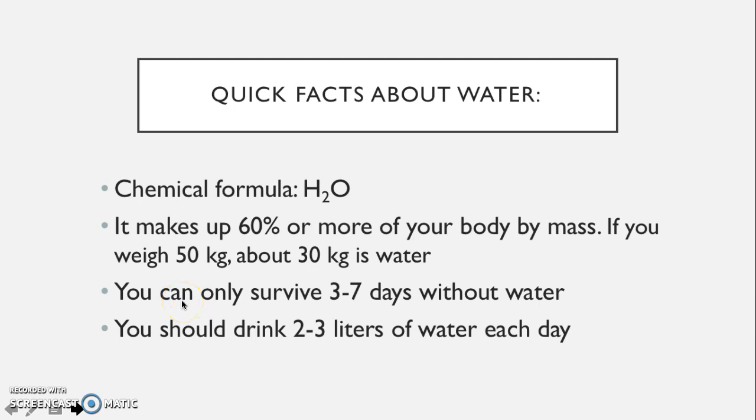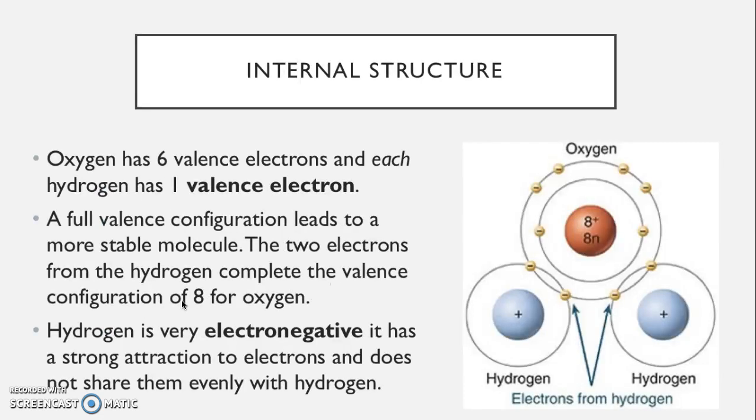And the recommendation is that an adult drink about 2 to 3 liters of water each day, so make sure you stay hydrated. So let's take a look at the internal structure of water molecules. So if we're looking at the 2 parts, we have oxygen and then we have hydrogen. Oxygen has 6 valence electrons on its own. So that means it has 6 electrons in that outermost orbital, and 8 electrons will fit in that outermost orbital. So if the outermost orbital is full, that means that the atom is most stable. So it's in a more stable condition.